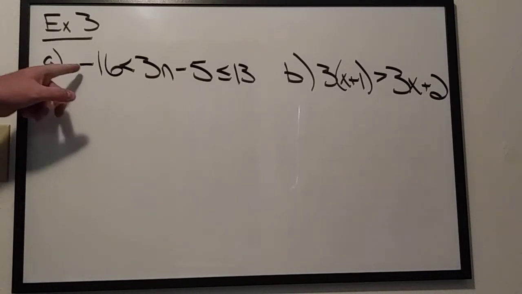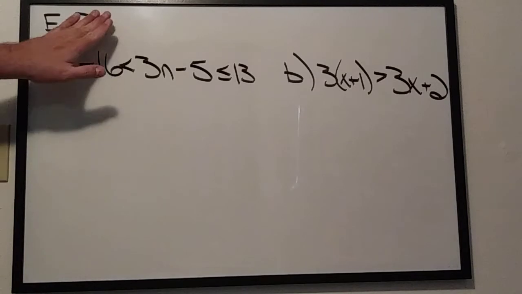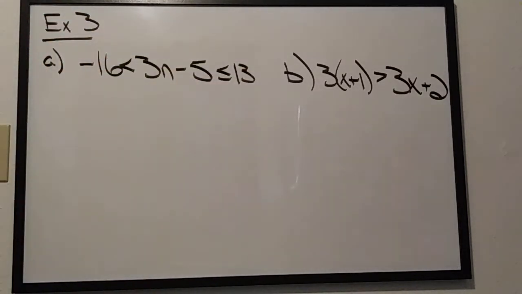For part A, we have negative 16 is less than 3n minus 5, which is less than or equal to 13. So let's talk about this as a general idea first, and then talk about the solution process. Thinking back to something we talked about earlier, this is an example of a three-part inequality. We have a piece over here, a piece in the middle, and a piece over here. So that means that our 3n minus 5 is between negative 16 and positive 13.